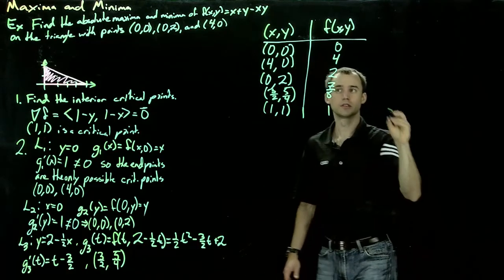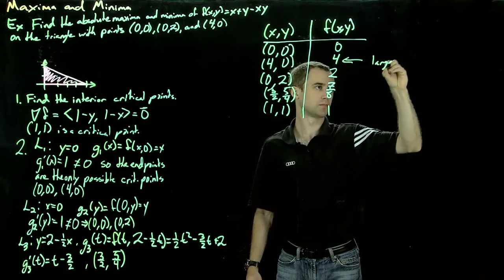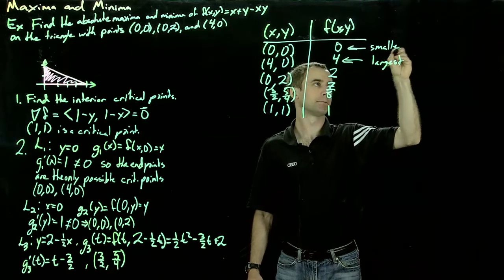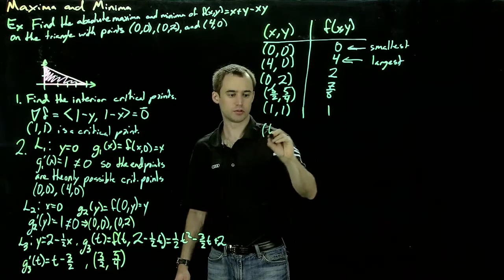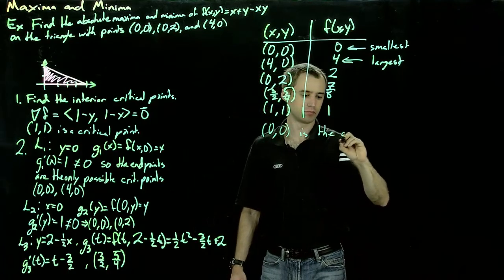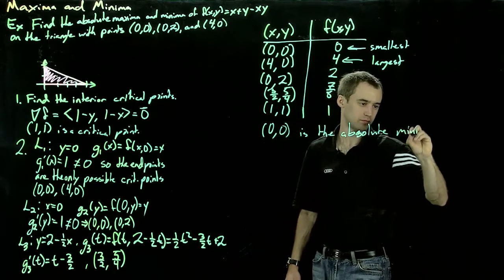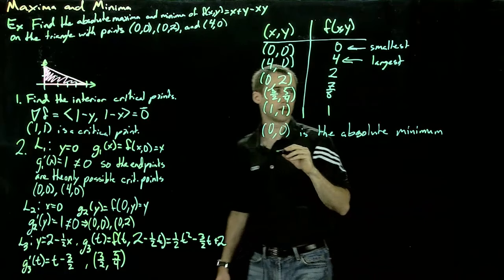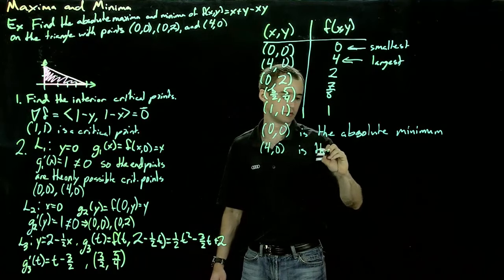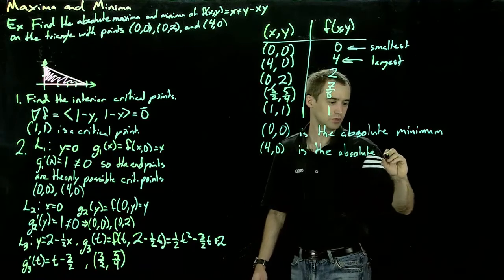So now it's pretty clear that this guy is the largest, and this guy is the smallest. So (0, 0) is the absolute minimum. And (4, 0) is the absolute maximum.